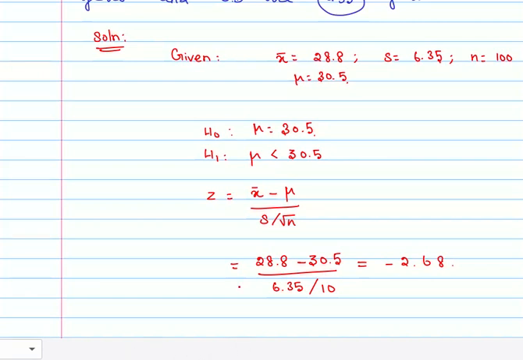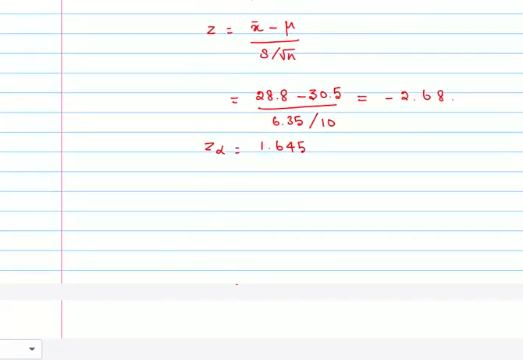So what is the Z alpha value? From the table we can find 1.645. Is this left tail or right tail? This is left tail. So you check that mod Z is greater than Z alpha. This implies you are going to reject the null hypothesis. Reject the null hypothesis.